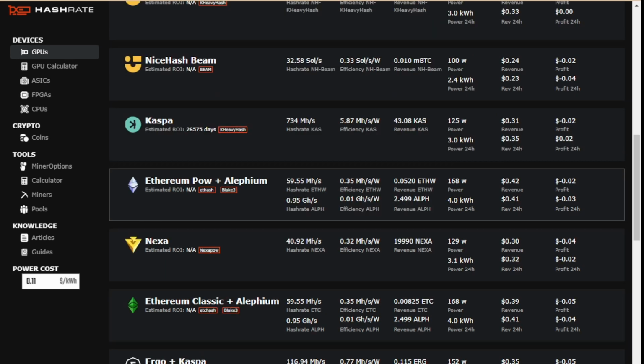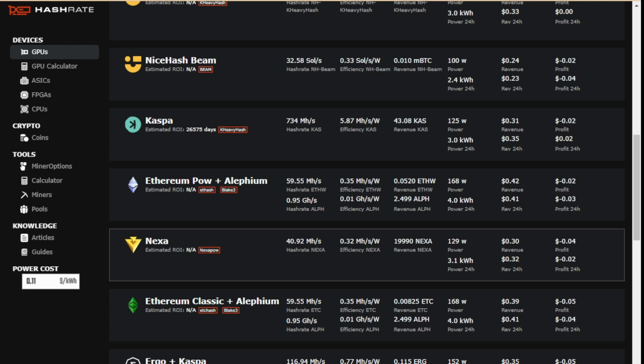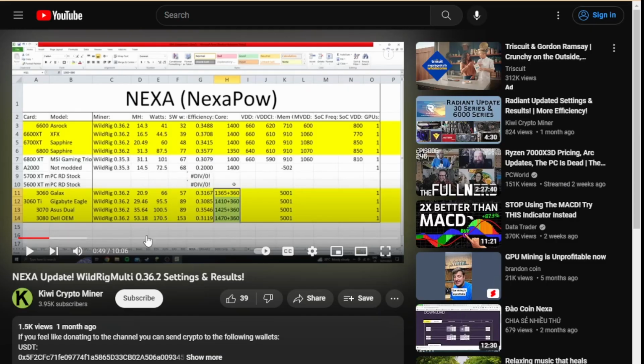Okay, now let's move on to Nexa. If you look, it says 40.92 mega hash at 129 watts, and you're losing 2 cents a day. So let's go check out Kiwi Crypto Miner's overclocks for Nexa. So if you look here, he has the Sapphire 6800, which is a little different than the reference one, which would make me believe that I would use a little more power, because as I stated before, the reference models are generally more power hungry, and that's all I own. So that's what I'll be able to test.